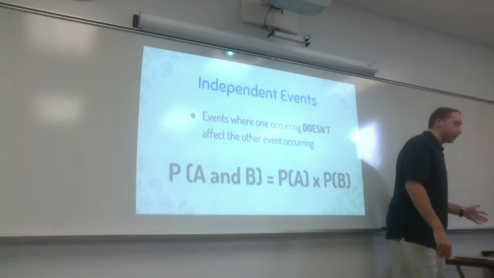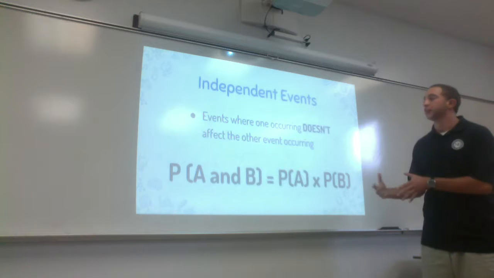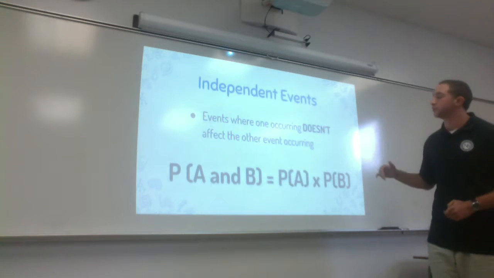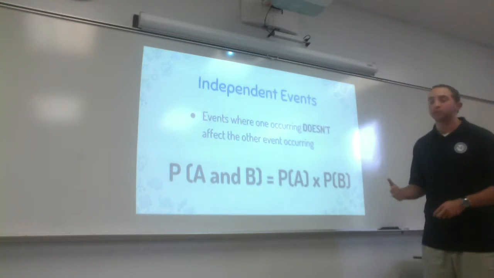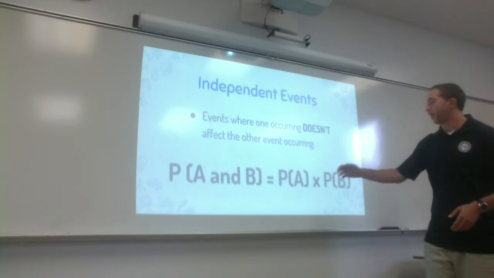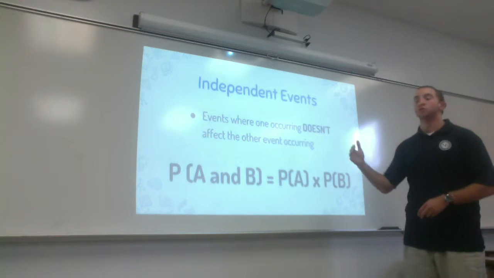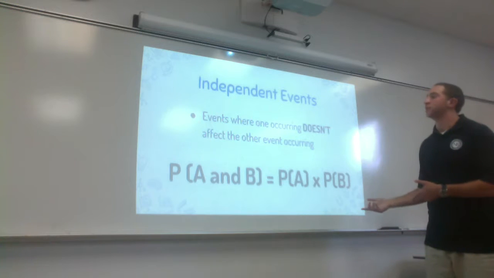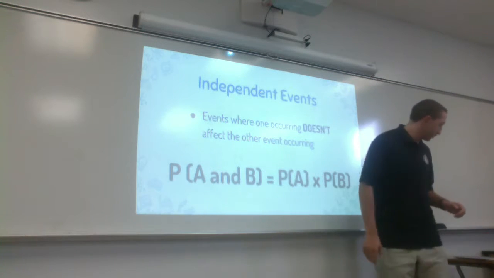Now we're going to move on to independent events. This is the other section. These are events where one occurring doesn't affect the other event occurring. In order to solve this, we use the formula of the probability of A times the probability of B, which is different from mutually exclusive events where you add them. With independent events, you multiply the 2 events together.